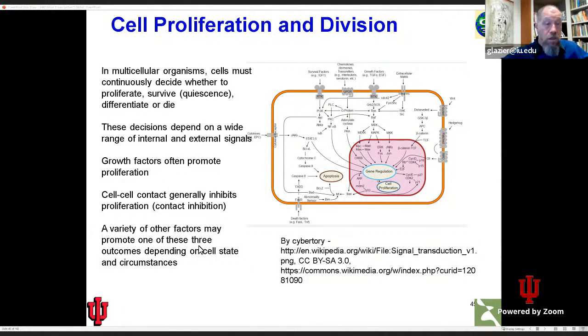One thing that we're going to talk about today in a very naive way, not with molecular species, is this idea that cell-cell contact generally inhibits proliferation, and that often goes under the name of contact inhibition. And we're definitely going to, by the end of the class, talk about growth factors and their role in promoting cell cycle.